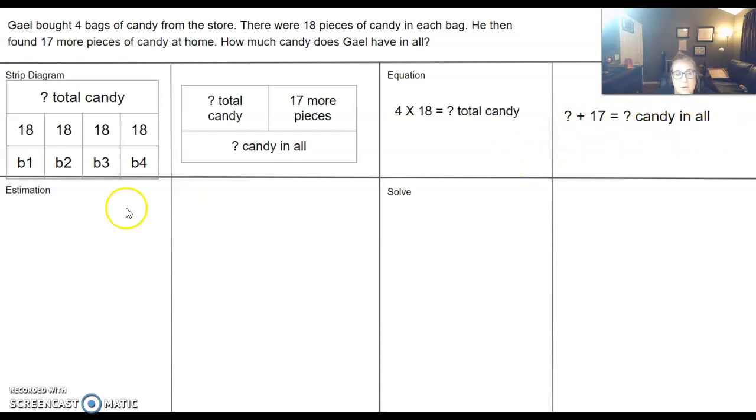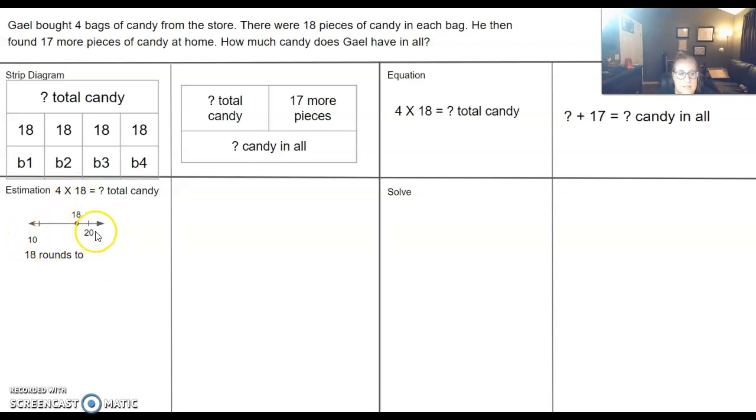So let's actually go ahead and start estimating and solving. We're going to first bring down our first equation over here to our estimation. 4 times 18 equals some number of candy. Well, I think I'm going to go ahead and leave 4 alone for this problem. I could round it if I want to. And I'm going to go ahead and round 18. 18 is not that friendly to work with. So I'm going to see what it rounds to.